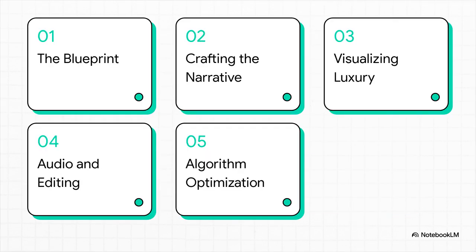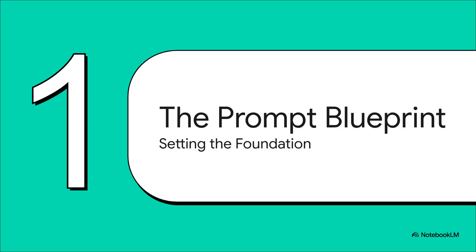So here's how we're breaking it down today. First, the blueprint. Second, crafting the narrative. Third, visualizing luxury. Fourth, audio and editing. And finally, algorithm optimization. All right, let's kick things off with Section 1, the AI prompt blueprint, setting the foundation.